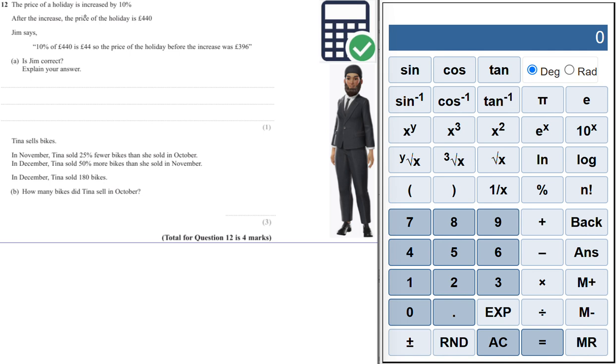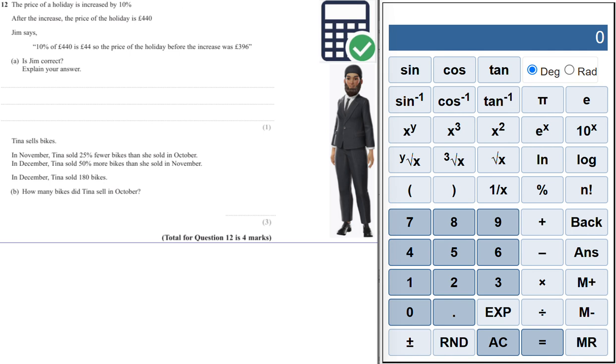The price of a holiday is increased by 10%. After the increase, the price of the holiday is £440. Jim says 10% of 440 is 44, so the price of the holiday before the increase was 396. Is Jim correct? Explain your answer.